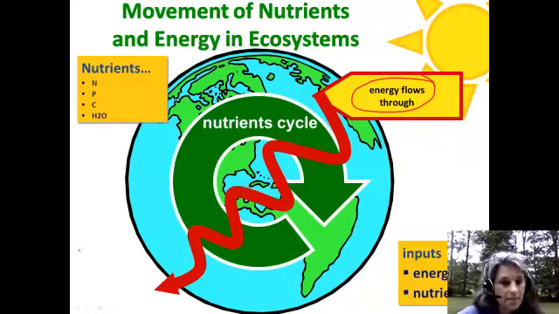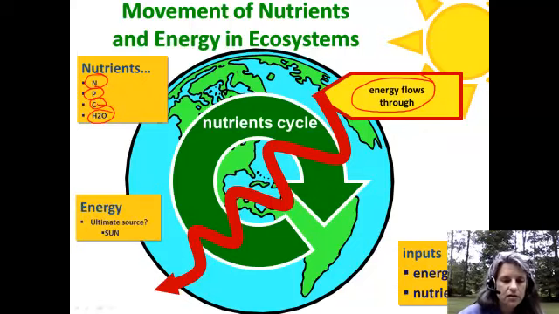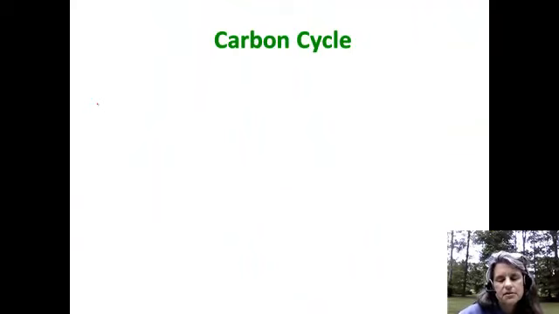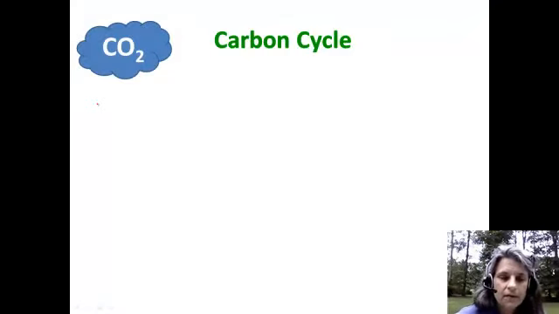Important nutrients, and there are many, many of them, but we are especially needing to be mindful of nitrogen, phosphorus, carbon, and water in terms of our nutrient cycles that we're going to study. Energy, we already mentioned, the ultimate source is the sun. So, now let's just focus on some nutrient cycles. Real quickly, the carbon cycle. Okay?